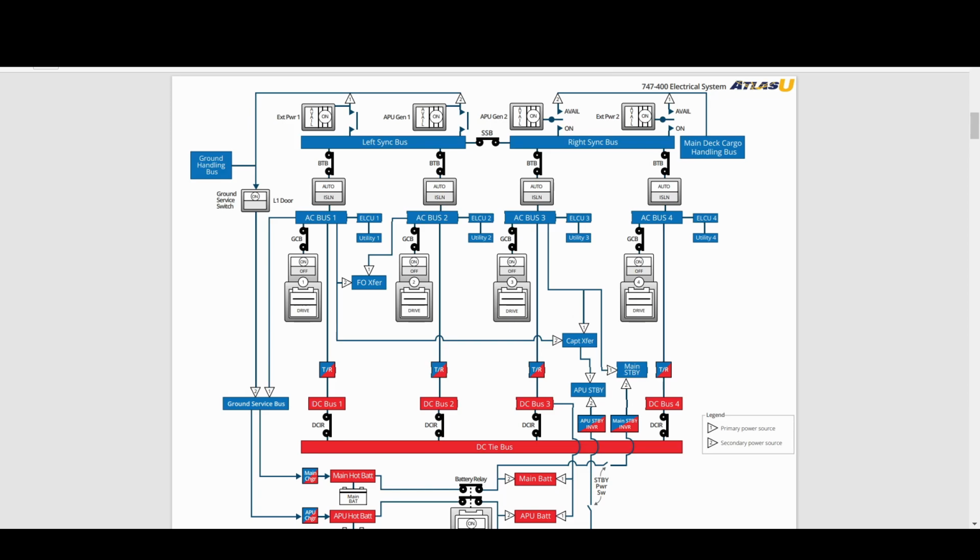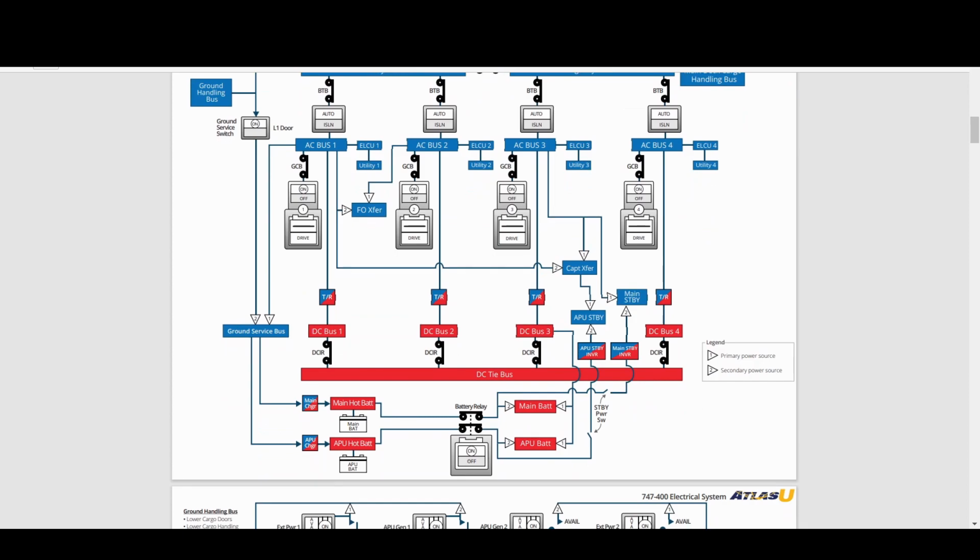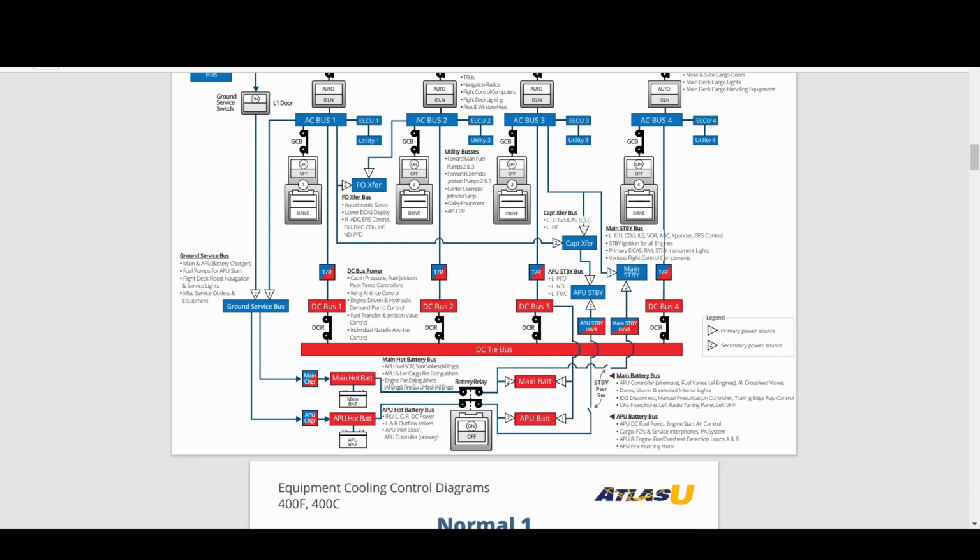What bus powers the APU standby bus? Captain's transfer bus primarily is powered by AC bus 3, or the APU standby inverter connected to the APU battery bus. What items are on the APU standby bus? Left primary flight display, left navigation display, left FMC.